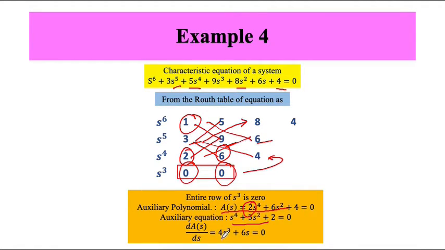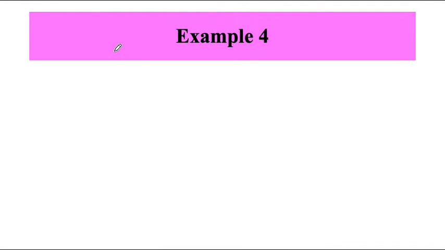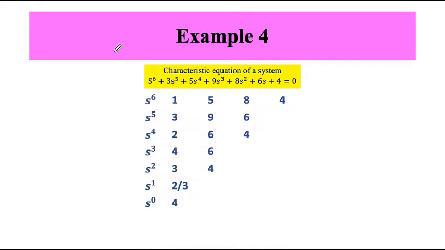So it will be 4s cubed plus 6s equals 0. The coefficients here will replace these zeros. Now this is 4, this is 6. So s to the power 2 row will be 3, and this will be 4. Now it is 18 minus 16, so it will be 2 by 3, and it is 4.